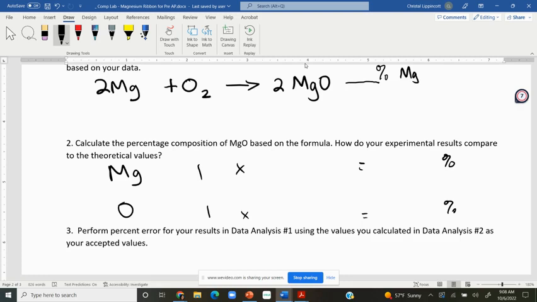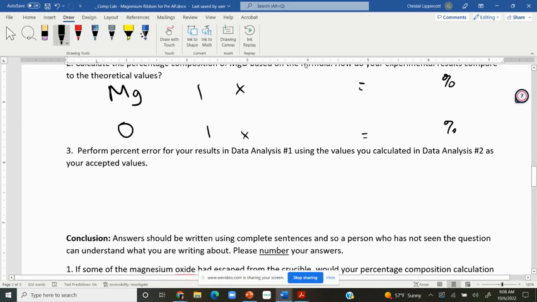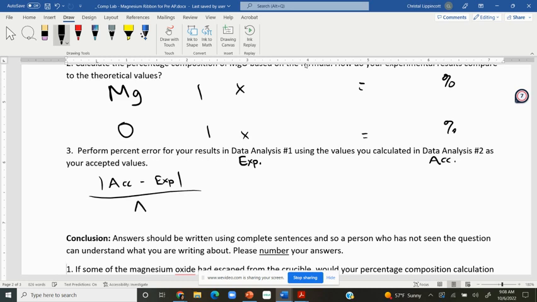Now, when you are doing number 3, your data analysis 1, this was your experiment. So this is your experimental. This should be your accepted. And remember, when you're doing percent error, it's accepted minus experimental, absolute value, divided by accepted, times 100. Remember how to do that?